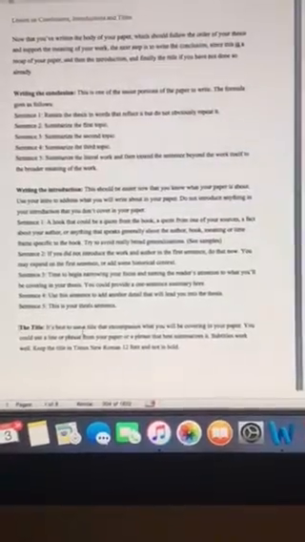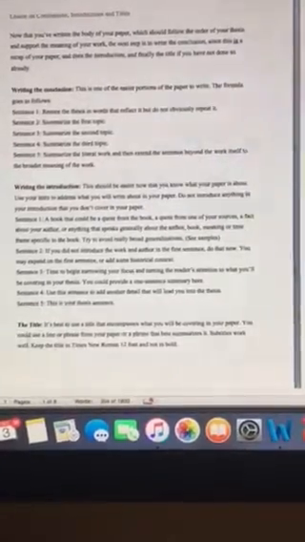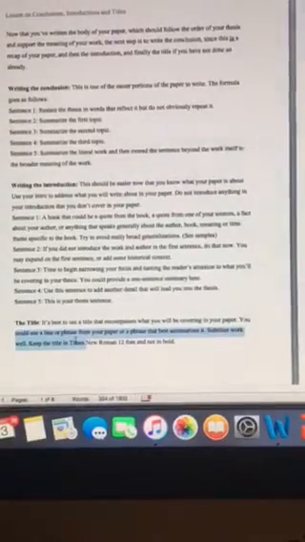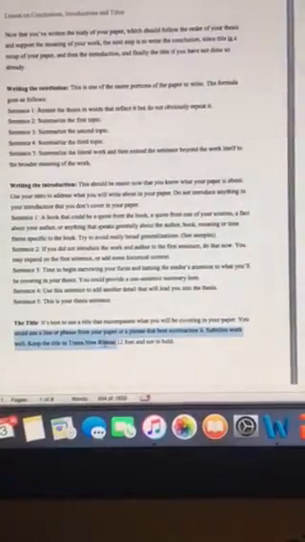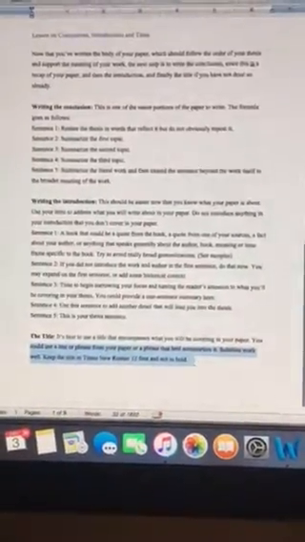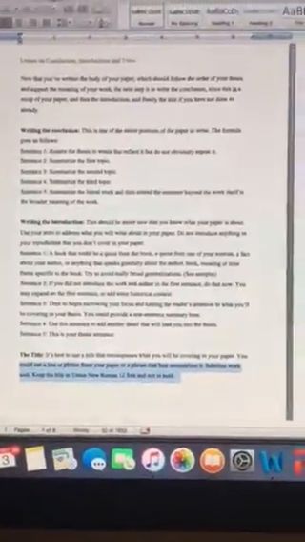It's best to use a title that encompasses what you will be covering in your paper. You could use a line or phrase from your paper, a phrase that best summarizes it. Subtitles work well here. Make sure you keep the title in the same font and don't bold it. I have a copy here from The Scarlet Letter.